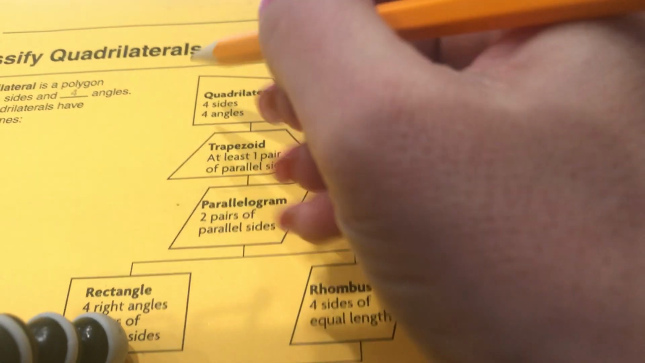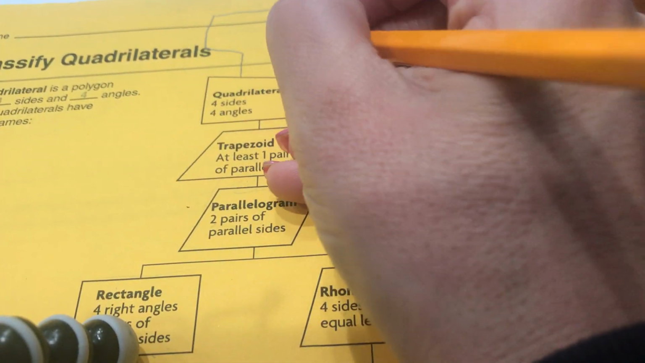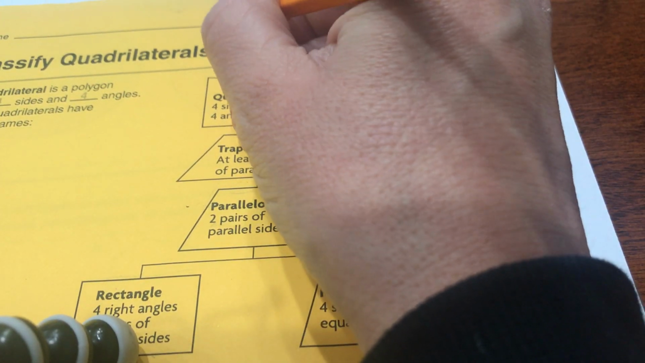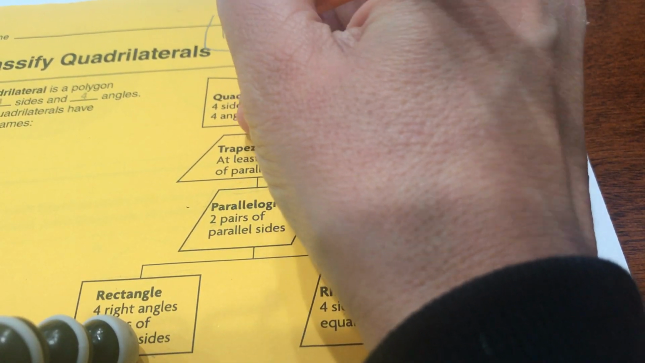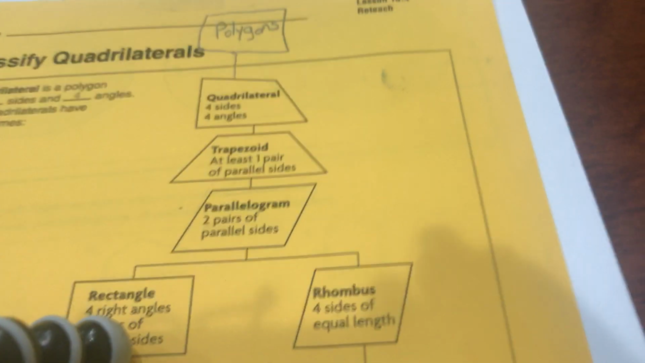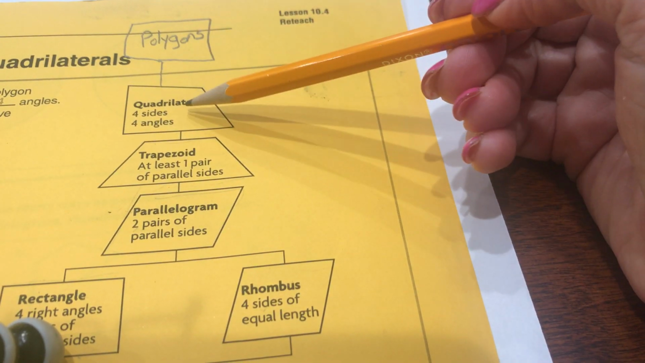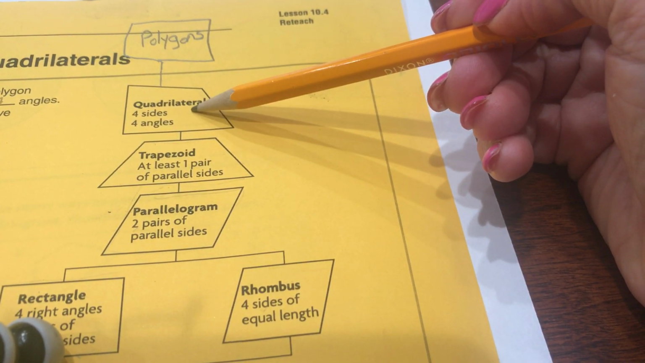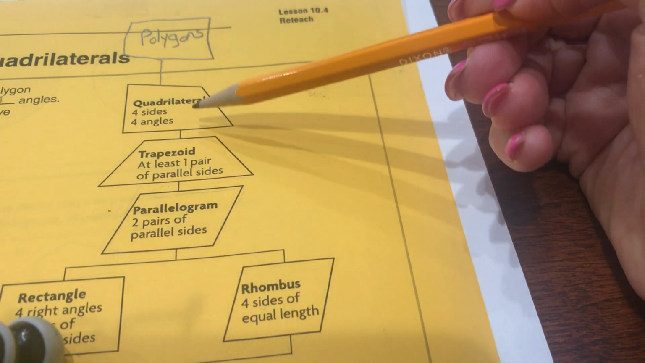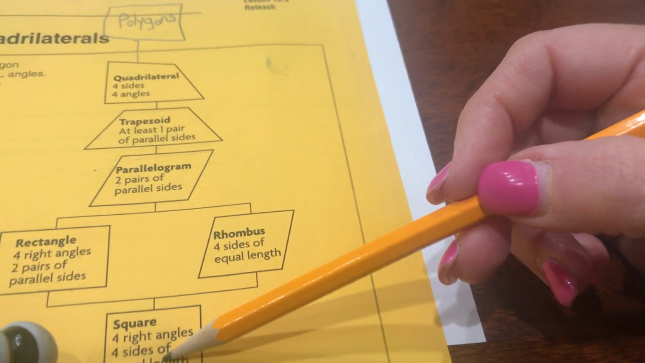So what they don't have up here is, first and foremost, that these are all polygons. Okay, remember those are closed shapes with straight sides. Okay, polygons. Then from there, it's a quadrilateral. That would be your next one. Then, because all of these are quadrilaterals, look, starting from the bottom up.